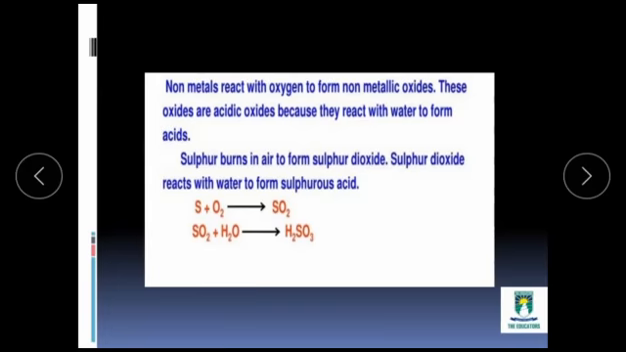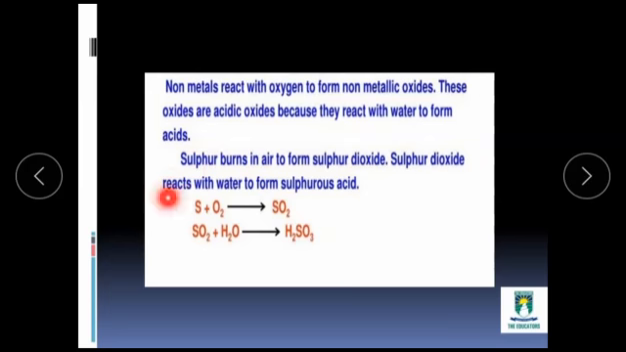Non-metals react with oxygen to form non-metallic oxides. These oxides are acidic oxides because they react with water to form acids. So in the majority of cases, non-metals will react with oxygen to form oxides that give acids with water. For example, sulfur burns in air to form sulfur dioxide gas. Sulfur dioxide reacts with water to form sulfurous acid.